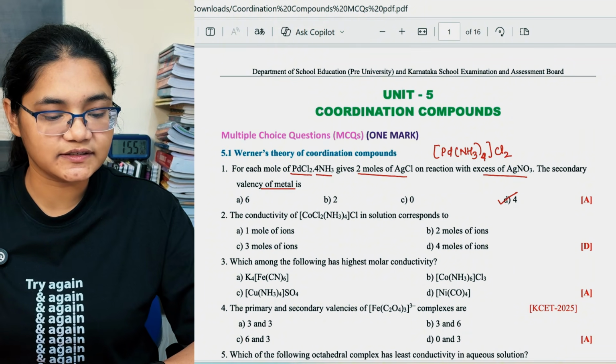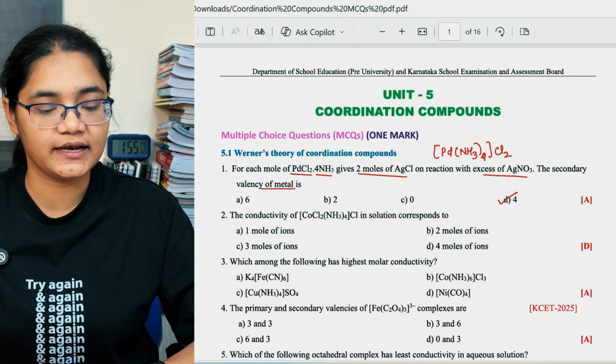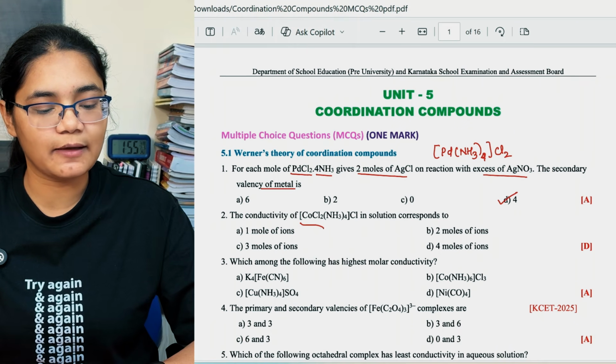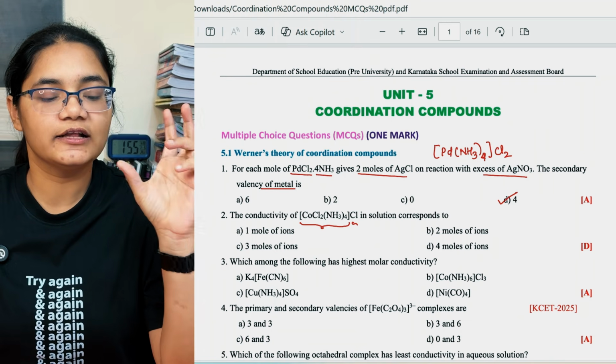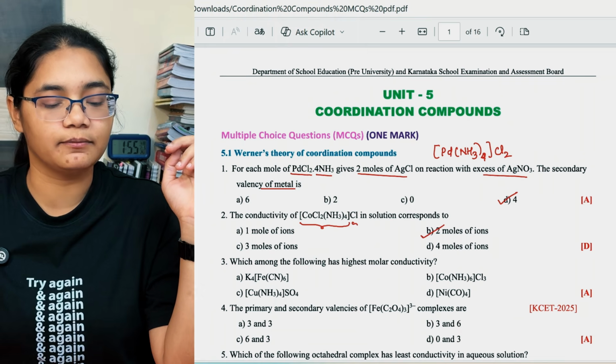Next, the conductivity of [Co(NH3)4Cl2]Cl in a solution corresponds to. So what will happen? This will form one particular cation and this one will form one anion. So there will be a total of 2 moles. That is option number B here.